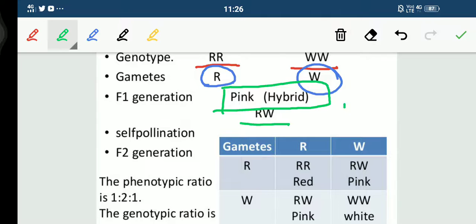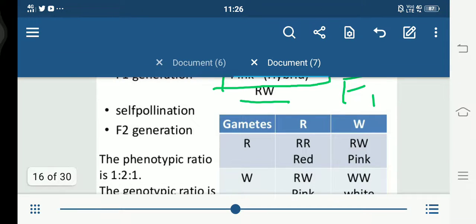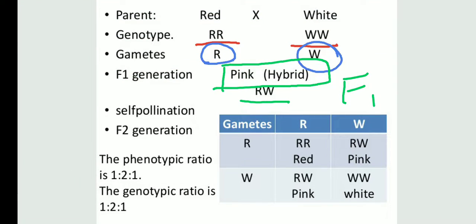Now, this is the F1 generation, which is the first filial generation. Talking about the F2 generation, the filial 2 generation, we will get it only if we do the selfing. So you can see here, students, if we do the selfing, the gametes formed are capital R and capital W. Similarly, there will be female gametes also, capital R and capital W. When they are pollinated together, when this capital R gets fused with this capital R, you can see this red is formed.